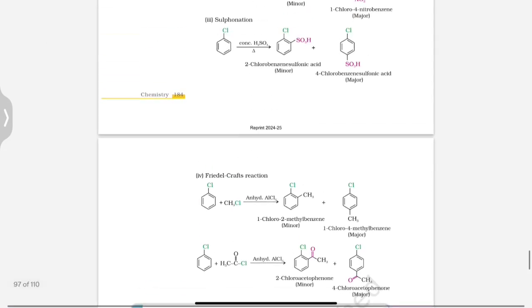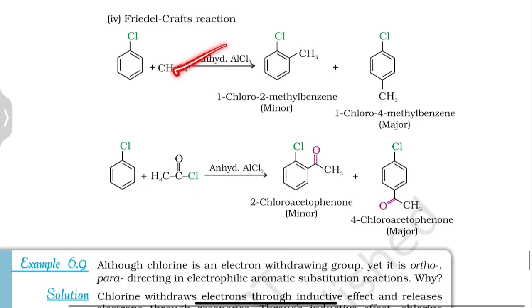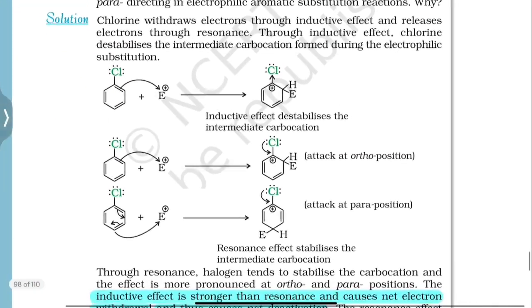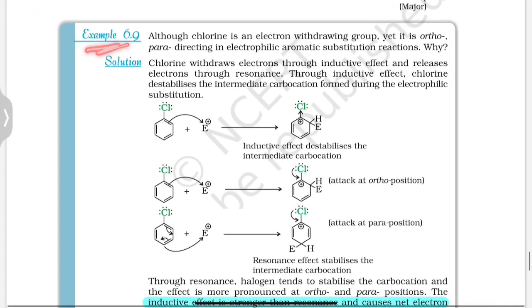There are two types of Friedel-Crafts reaction, alkylation and acylation. So if you want to study the mechanism, you can go through the playlist. I have taught even the mechanism, how it happens. So now we will solve the example sums.